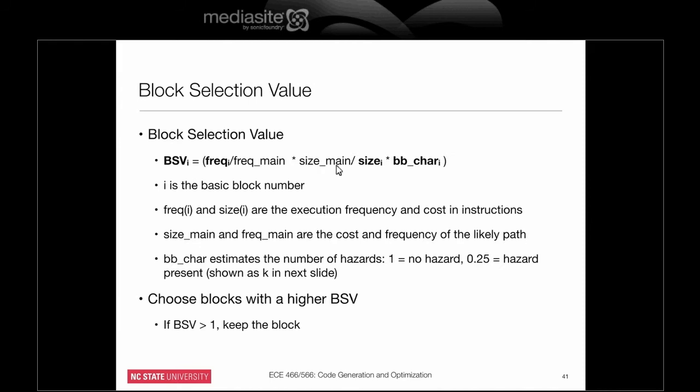Okay, and then here, size of main divided by size. What this is saying is that when I add a block to the hyperblock, I don't want it to dominate the size of the whole hyperblock. So I want to tend to add modest sized blocks into the hyperblock. In other words, I want the size of the block I'm adding to be less than the size the hyperblock already is. So if my hyperblock's already 20 instructions and the size of the block is 5, then 20 divided by 5 would be 4, and that would be a big number.